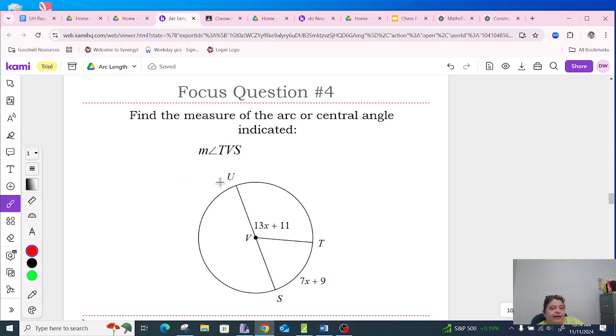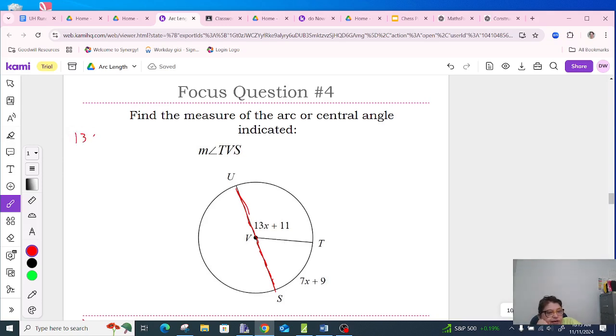Right, this is a diameter. And when I have a diameter, and I know it's a diameter because it's going through the center of the circle, this side has to be 180, this side has to be 180. So when I add these two together, I could find x and then substitute x back in. So this is a multi-step question, multi-step problem.